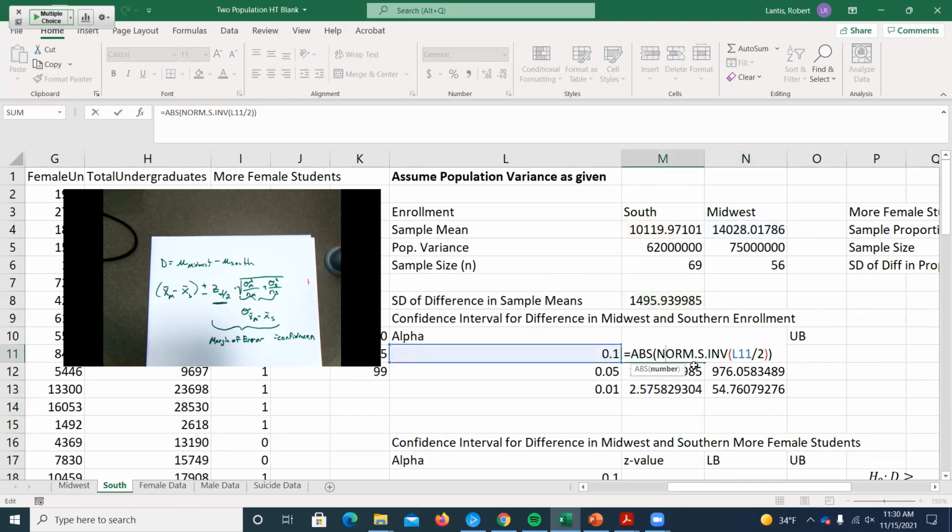Yep. So all we're doing there is using this NORM.S.INV function, just like we would use the standard normal table if we were working in reverse, where we know the area that we want in the tail, which was alpha over 2, and then we go over and up to find the row and column heading to see what Z score corresponds to having that area alpha over 2 in the tail.